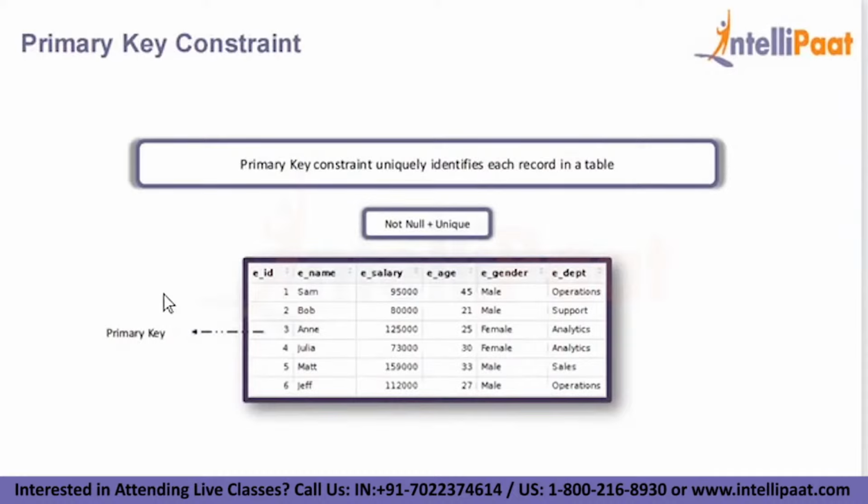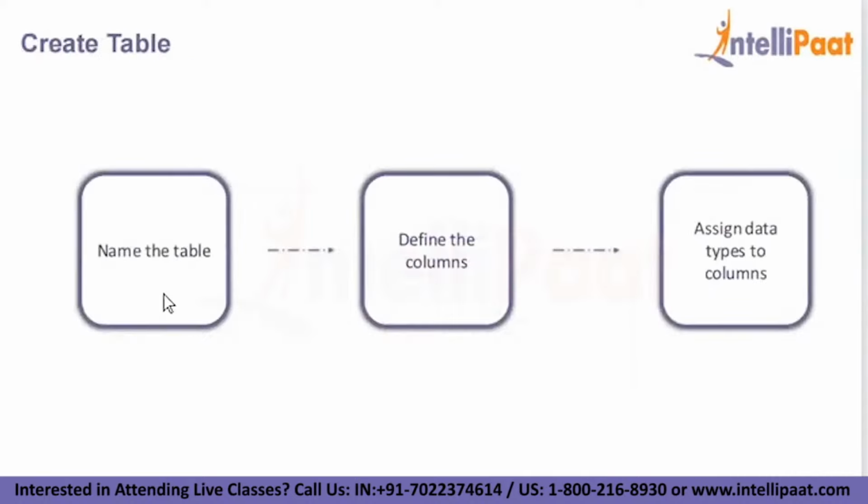Primary key constraint uniquely identifies each and every record in a table. Not null and unique together will always form the primary key. The value is mandatory, and it also acts as unique. Then it is termed a primary key. Okay, so this is how the constraints have been provided.